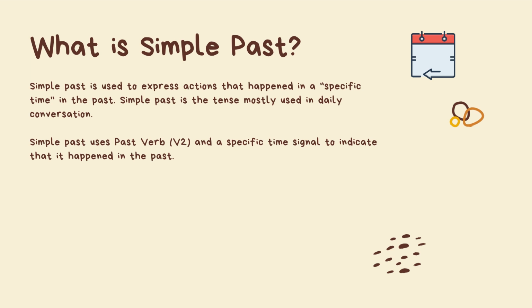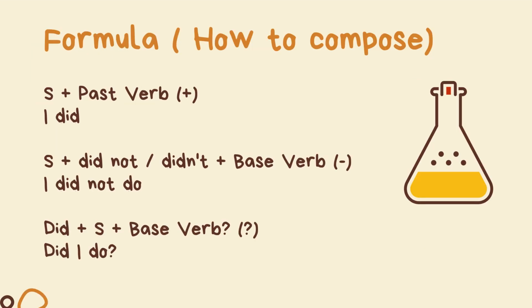Let's study how to compose simple past. We will begin by observing the formula, the sentence structure of the simple past. In order to compose simple past, we are going to rely on this formula. We have active sentence, negative sentence, and question sentence. The basic composition begins with subject followed by past verb. For example, I did.